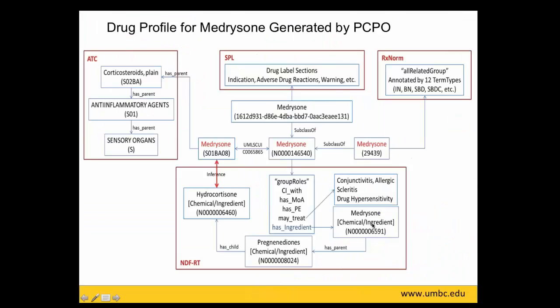This is a drug profile for Medrysone generated by the PCPO, which establishes the relationship between Medrysone and hydrocortisone. This shows how the ATC data, SPARQL data, and RxNorm data along with the NDFRT data can make these connections and make this inference between these two drugs.